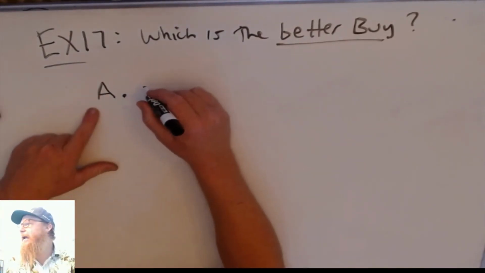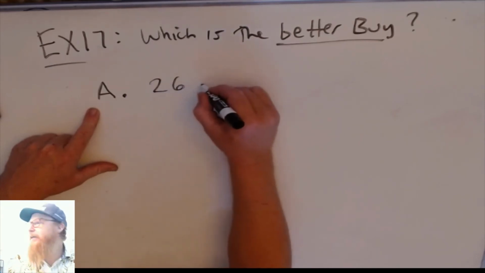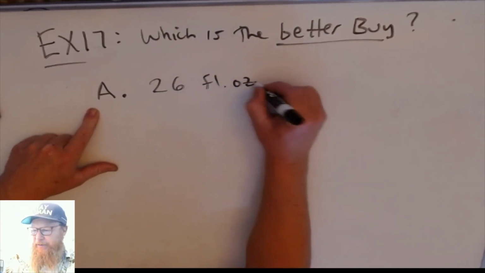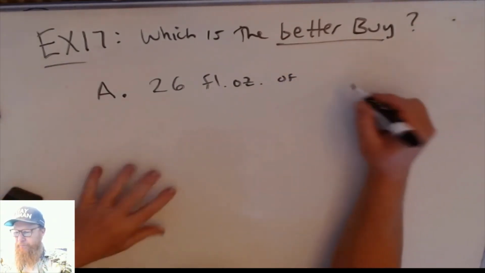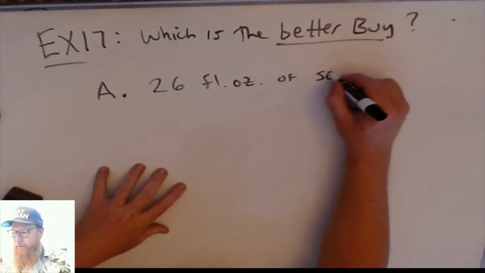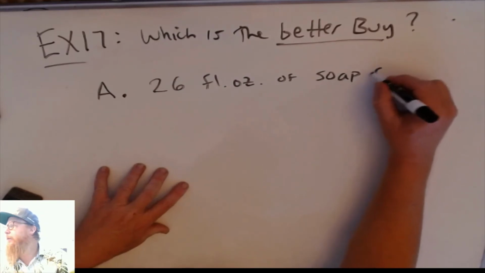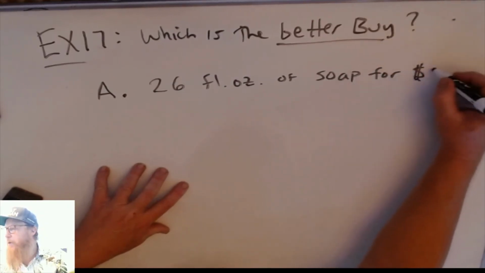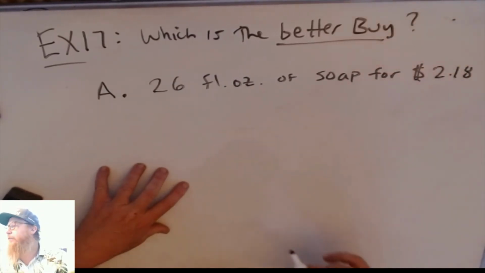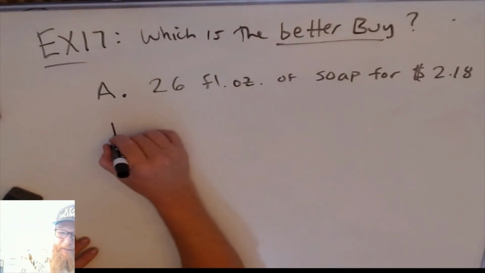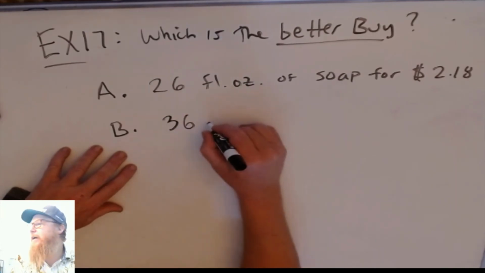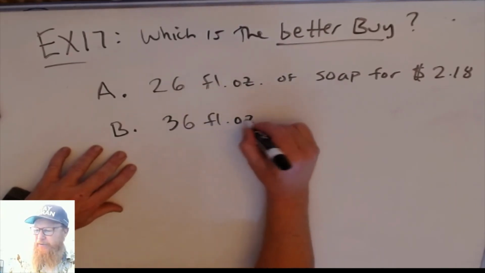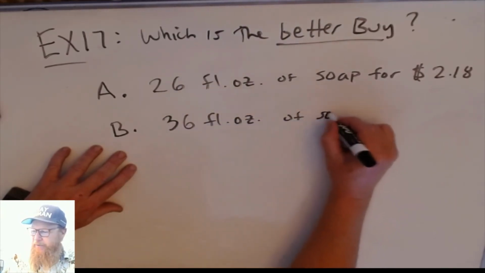Product A, 26 fluid ounces, FLOZ, of, I don't know, soap or something, for $2.18. And product B, 36 fluid ounces of soap.